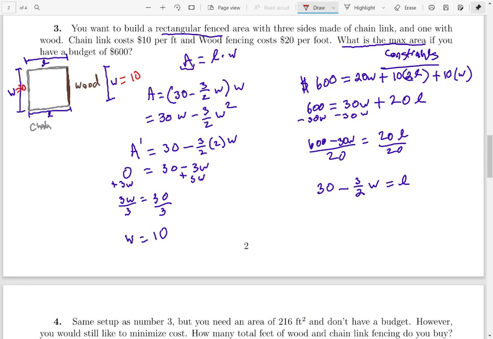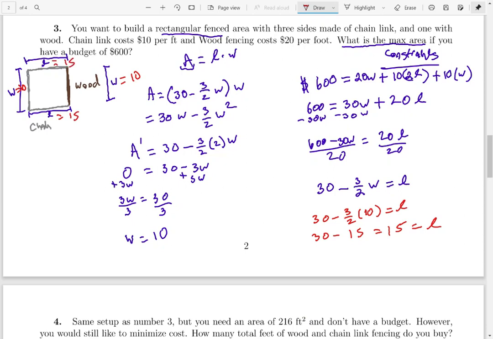Then using my constraint equation, I can plug in that W. That's going to be 30 minus 3/2 W, where W is now 10. And that will give me my length. So 10 times 3/2, 10 divided by 2 is 5. This is 30 minus 15. 30 minus 15 is 15. So I claim that my length is 15. So then I know that length is 15 and length is 15.